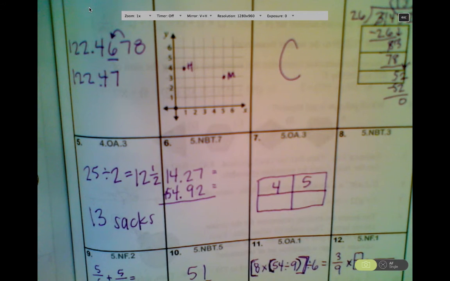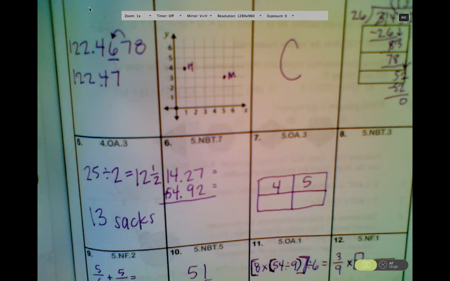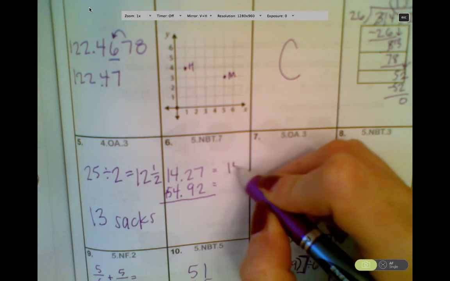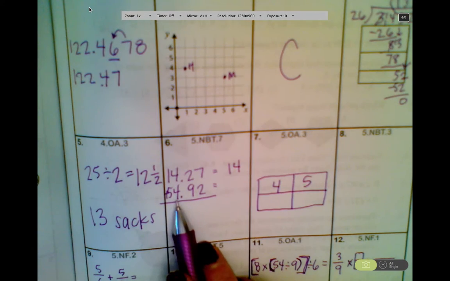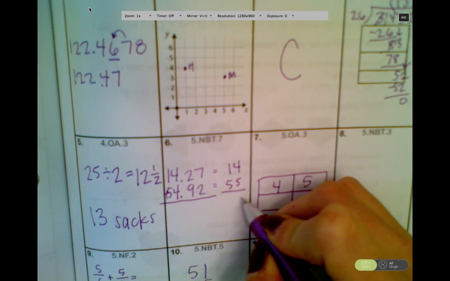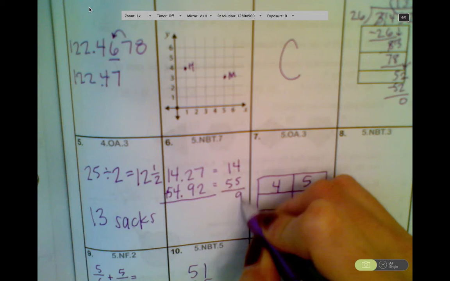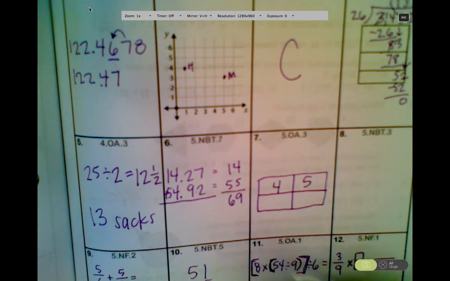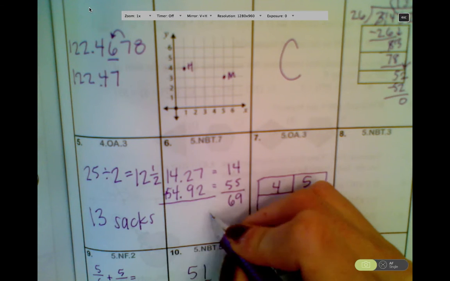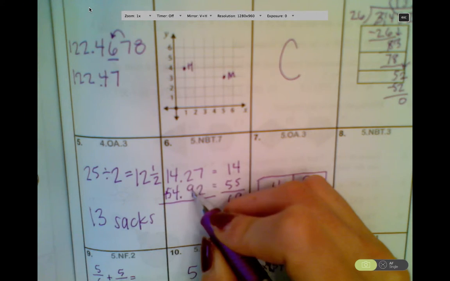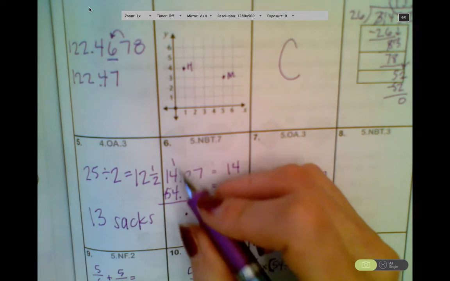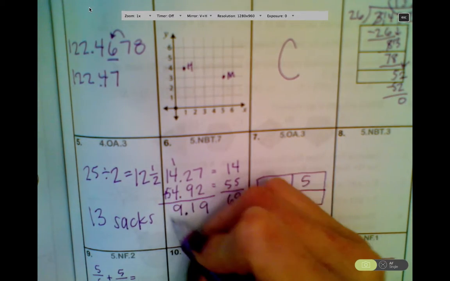Number 6, estimate first, then give the exact sum. 14 and 27 hundredths will round to 14. 54 and 92 hundredths can round to 55. And when I add those together, I get 69. Now I'll find the exact sum. 7 plus 2 is 9. 9 plus 2 is 11. Carry my 1. 4 plus 4 is 8, plus 1 is 9. And 5 plus 1 is 6.